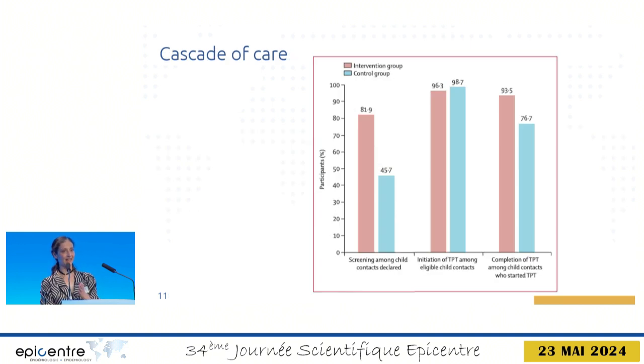We also looked at the cascade of care, and we see very well, so we have here the intervention group in red and the control group in blue. So at the screening level, we see that we screen a lot more through the intervention group. Then among those who are considered eligible for TPT, there's not a significant difference between the two models. But then for completion, and after the follow-up period, we see that we have 93.5% of children who complete in the intervention model, and 76.7% in the control model, in the standard of care.